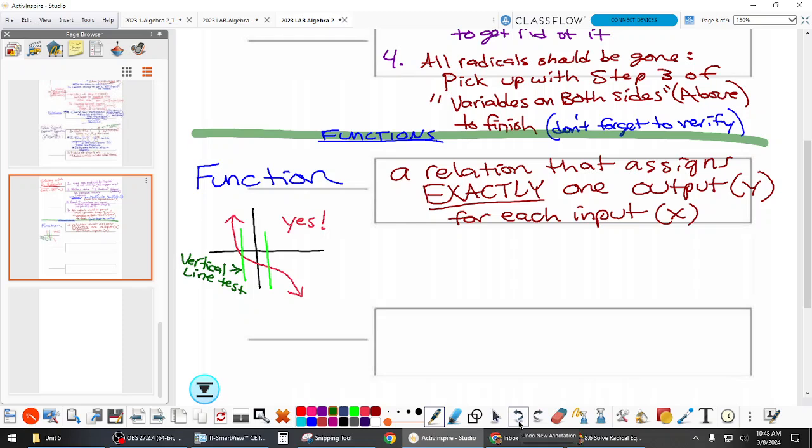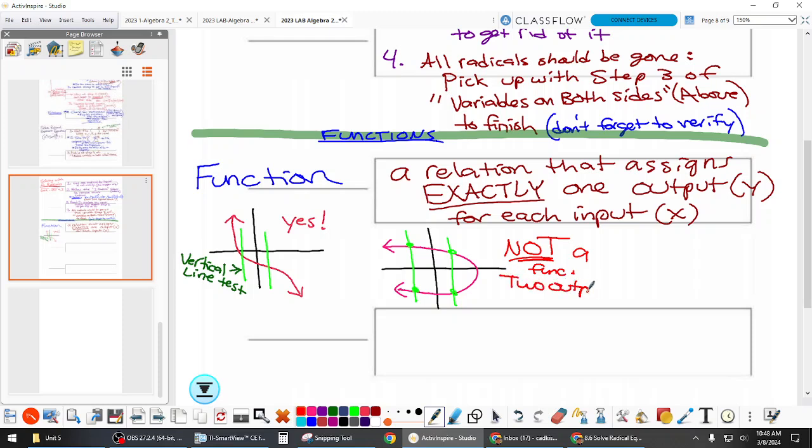Okay, vertical line test again. If you can drop a vertical line and it only touches it once, then it's a function. Okay, that's in contrast to a non-function. So let's draw that. And if we have a vertical line test, it hits twice. Not a function. It has two outputs for each x. All right, give me a second to catch up.